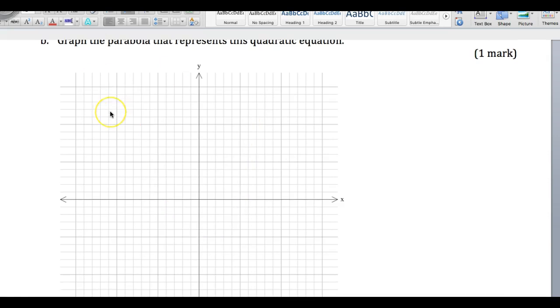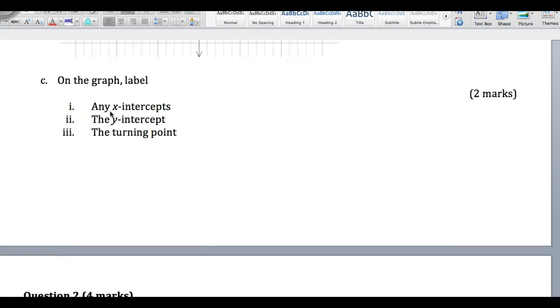Let's clear that, move on. What's the next question? Oh, I didn't label. So your x-intercepts, you should be labeling them. So your x-intercepts were at -2 and 2, the y-intercept was at -4, and your turning point was actually at (0, -4). So that's the only one I didn't put on, was the turning point.